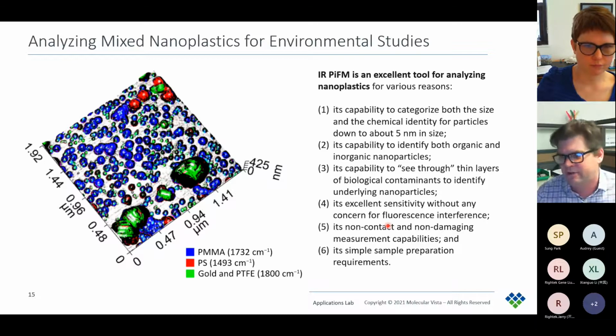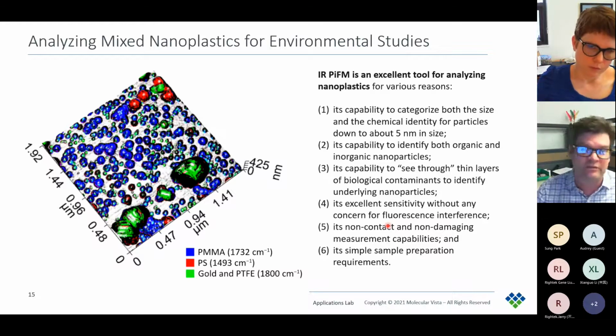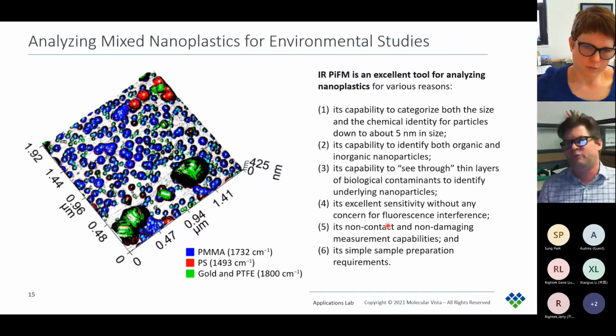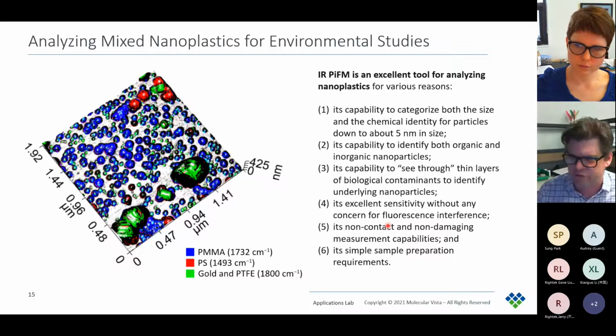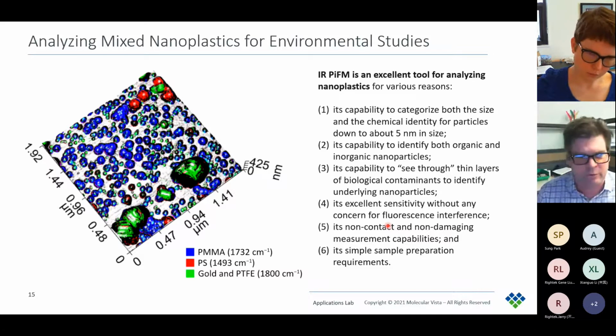Again, we're a non-contact, non-damaging measurement. We don't physically touch the surface in a way that's going to damage it. And in general, it's like an AFM in terms of its requirements for sample preparation, so fairly generous sample preparation in that sense. No special coatings, really no special pre-processing is required. If it works in an AFM, it's going to work in the PIFM as well.